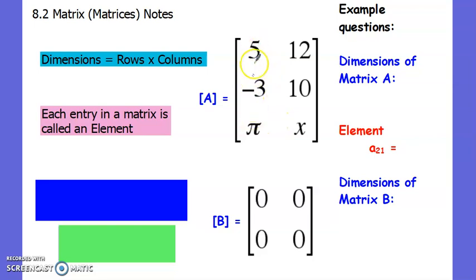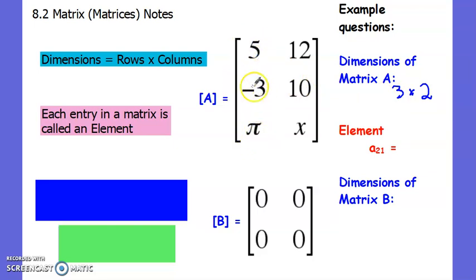Then we also have two columns. Columns are top to bottom or vertically. So again, 5, negative 3, pi would be column 1. Column 2 would be 12, 10, x. And when we write out rows by columns, we call those the dimensions of a matrix. So over here at the right where it says example question, we see it says find the dimensions of matrix A. Well, again, we said there are three rows, so we would say 3 by, and then there are two columns, 2.